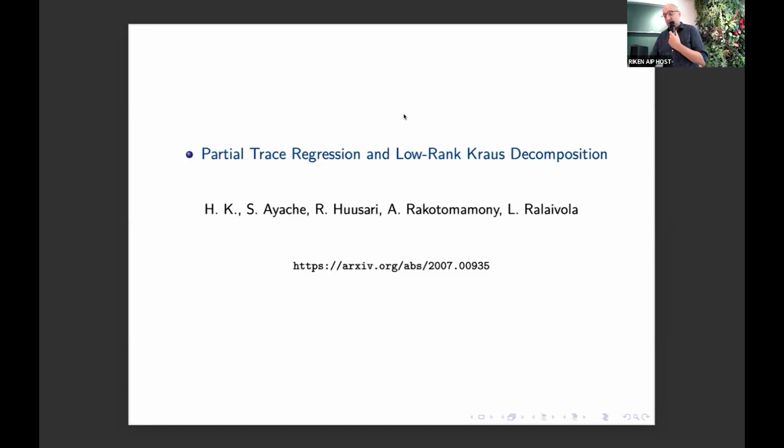Okay, so to illustrate research on the class CC, I will talk about a work we did on partial trace regression and low-rank decomposition. This work was published at ICML 2020.